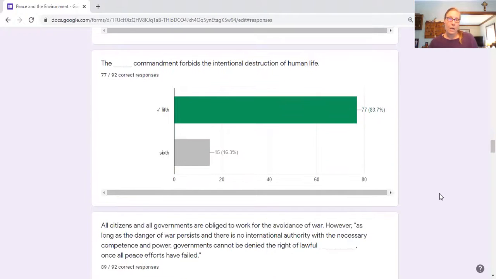All right, moving on. The fifth commandment is the one that forbids the intentional destruction of human life, that says thou shalt not kill. Okay, some of you said the sixth. Possibly you looked it up online and found a Protestant list of commandments, which may have had it as the sixth. Remember, there's a separate list for the Catholic list of commandments, and it's definitely the fifth commandment for us.